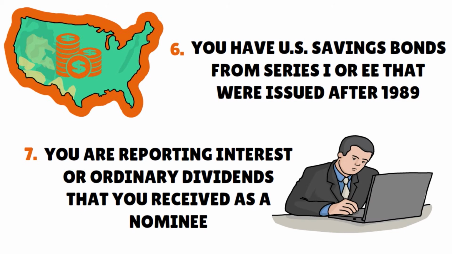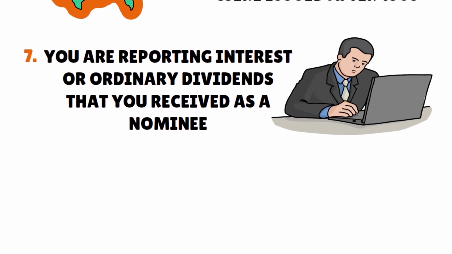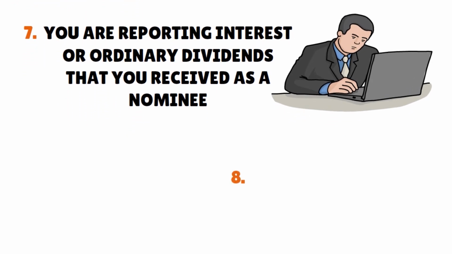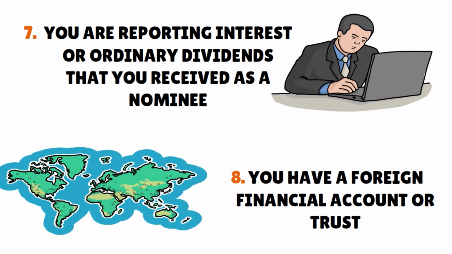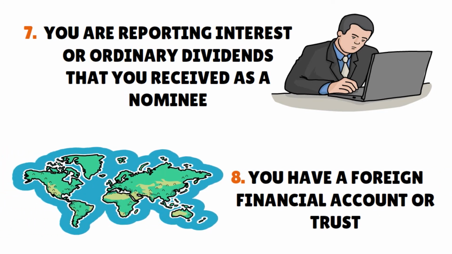Scenario number 8. You have a foreign financial account or trust that you either received a distribution from, were the grantor of, were transferred to, in other words, transferred money into it, had a financial interest in, or had signature authority over. All right, we actually have an entire series of shows on trusts and wills. So you might want to double check that to understand the inner workings of trust.